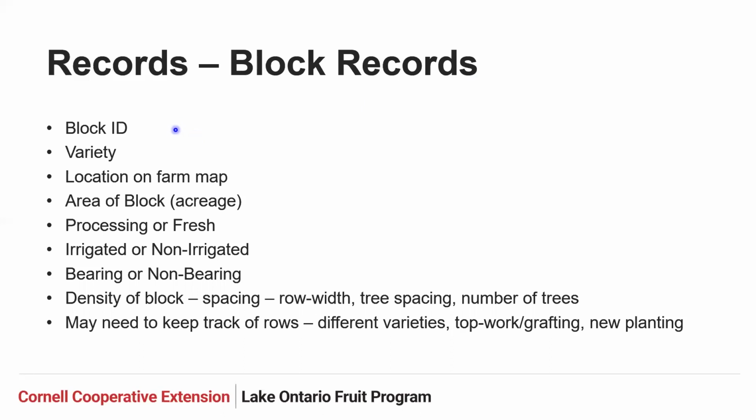You would want to list your block ID so that you can locate the block on the map. Of course, you would want to put the variety, which variety is planted in the block. The location on the farm map. When you write the block ID on the farm map, as noted above, you will be able to locate the block on the map. The area of the block or the acreage. This is essential information to have to create the insurance unit. Whether the block is processing or fresh. Whether the block is irrigated or non-irrigated.